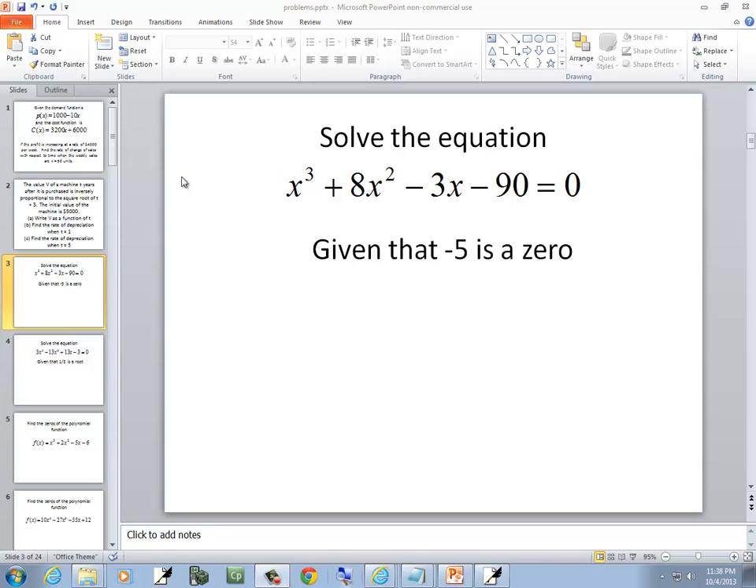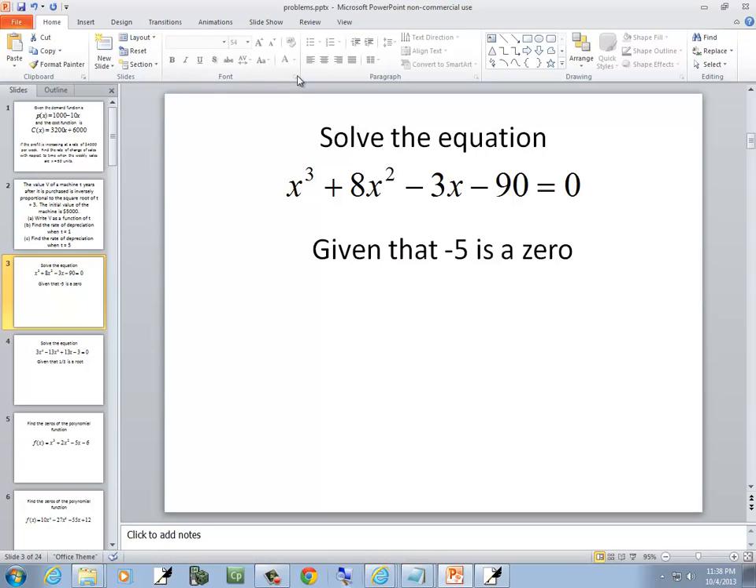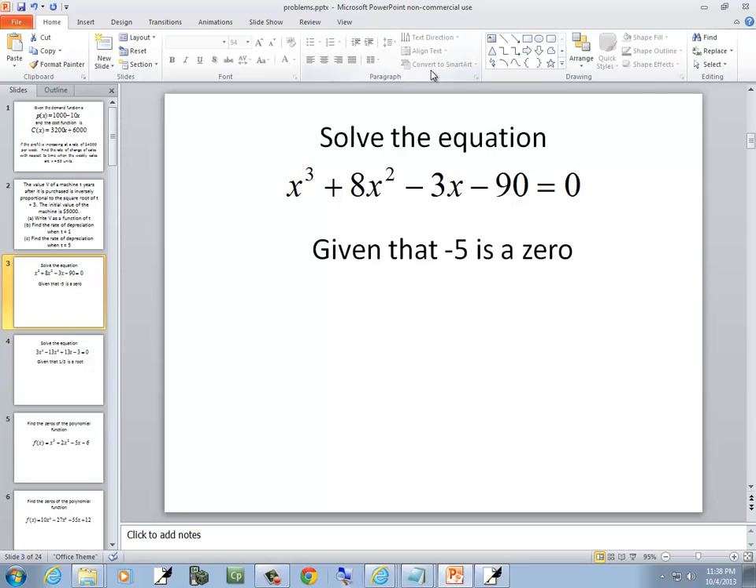Let's take a look at this problem. We've got x to the third plus 8x squared minus 3x minus 90 is equal to 0. And they're telling us that negative 5 is a 0. And the instructions say solve the equation.